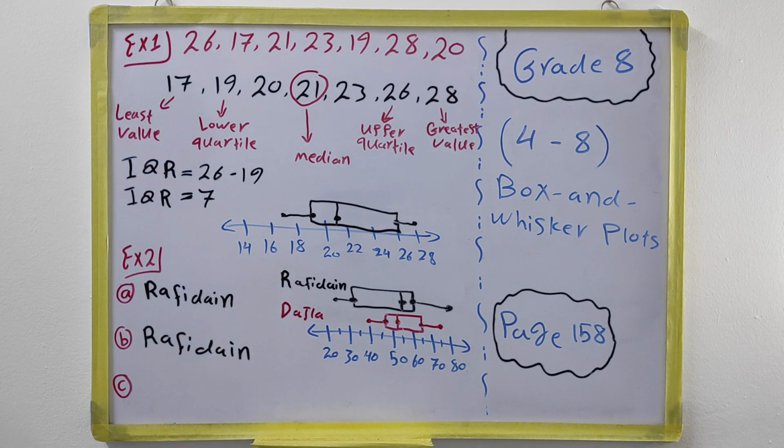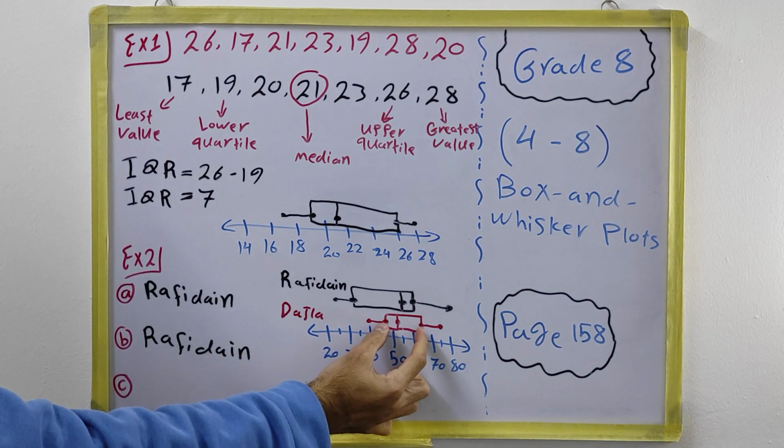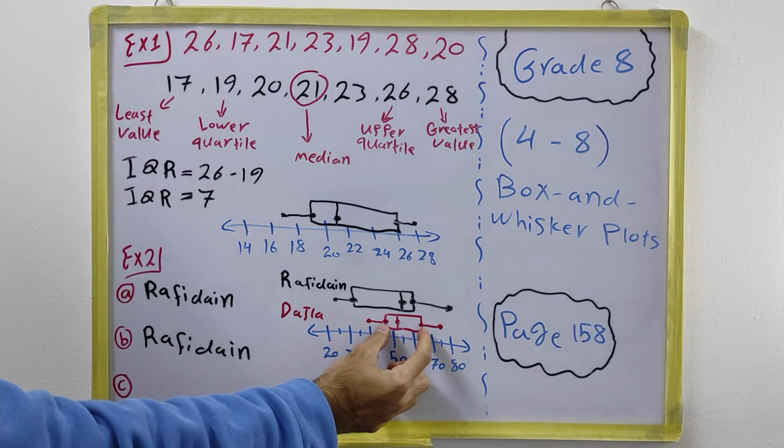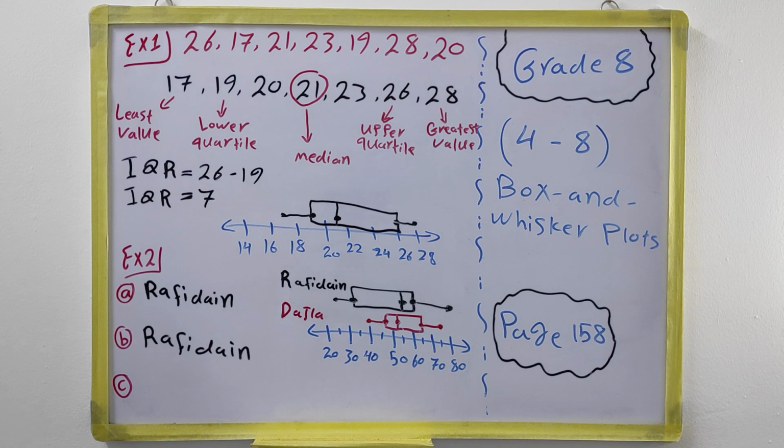And the last one asks which one is more predictable in the number of fish that might be caught on the fishing trip. For the question about more predictable, always the one with the smaller rectangle is more predictable. So Dijla is more predictable for the number of fish on the fishing trip.